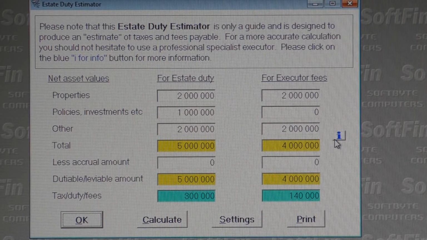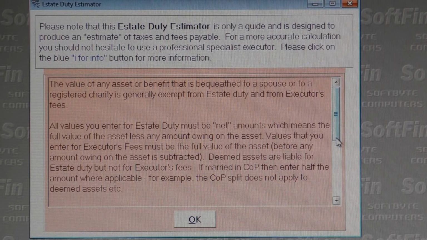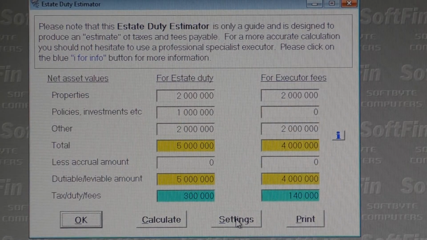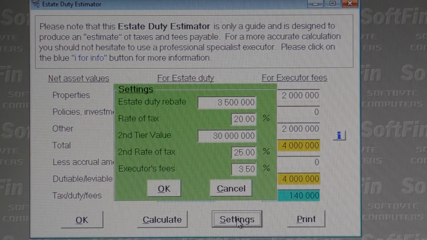The I equals info button shows help explaining exactly what you need to enter in each field. The settings option allows you to change tiers and rates of taxation if legislation is amended.